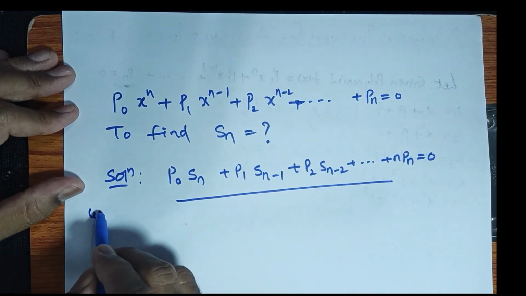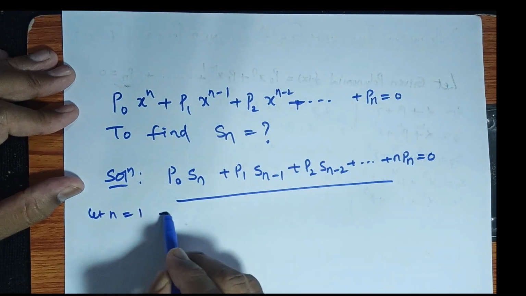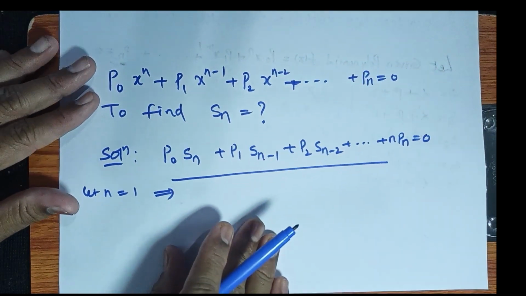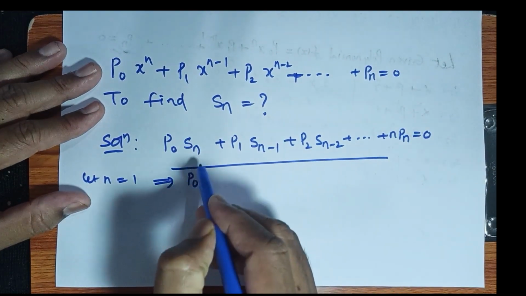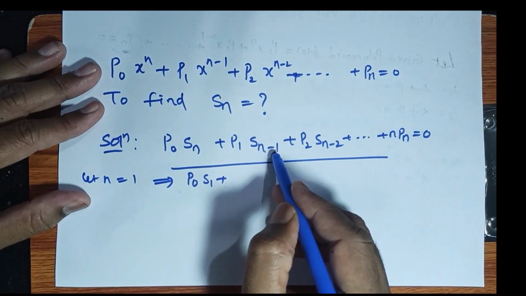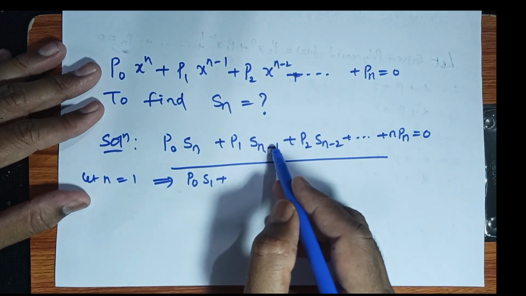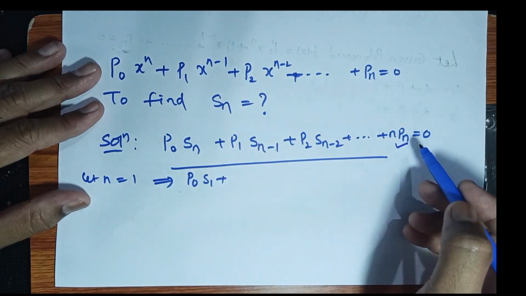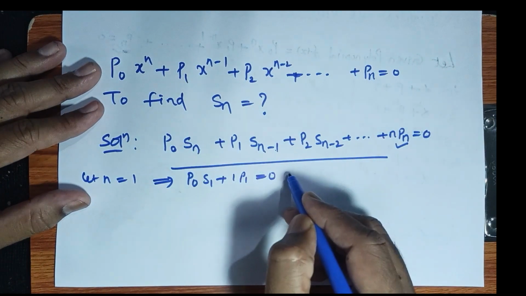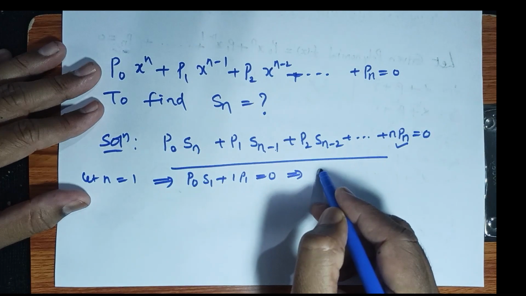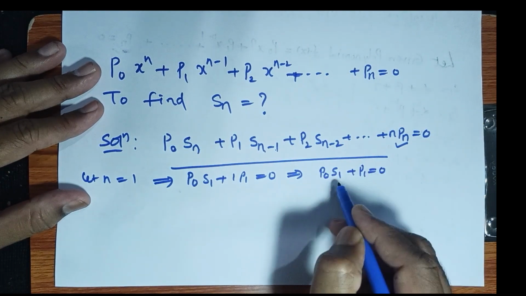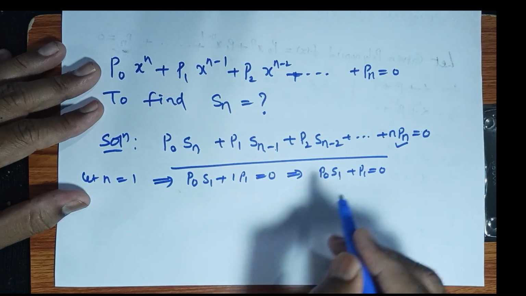Let n is equal to 1. This will be P0 S1 plus, since n is equal to 1, 1 minus 1 is 0, so S0, which we are not taking. It is ended by n into Pn, that is 1 into P1 is equal to 0. By this we get P0 S1 + P1 = 0. The S1 value we will get from this equation.